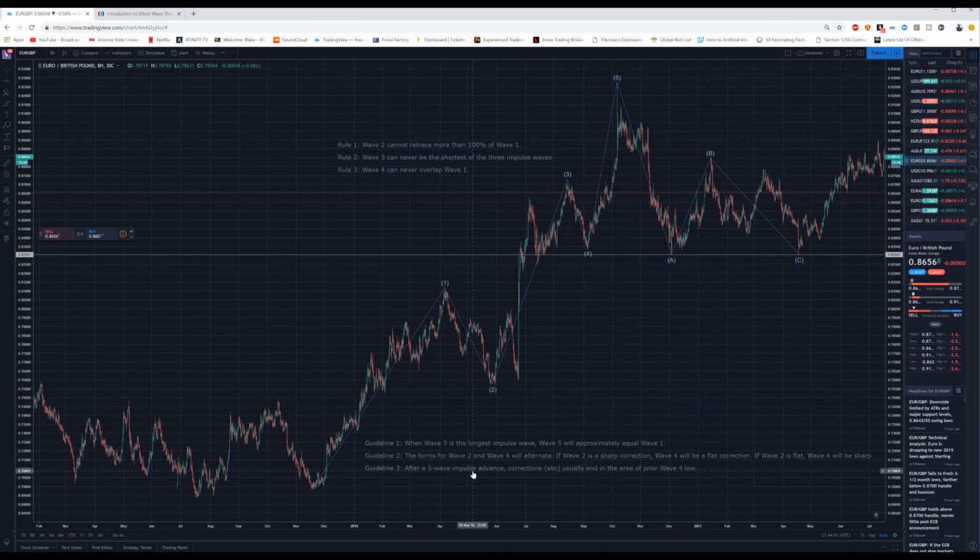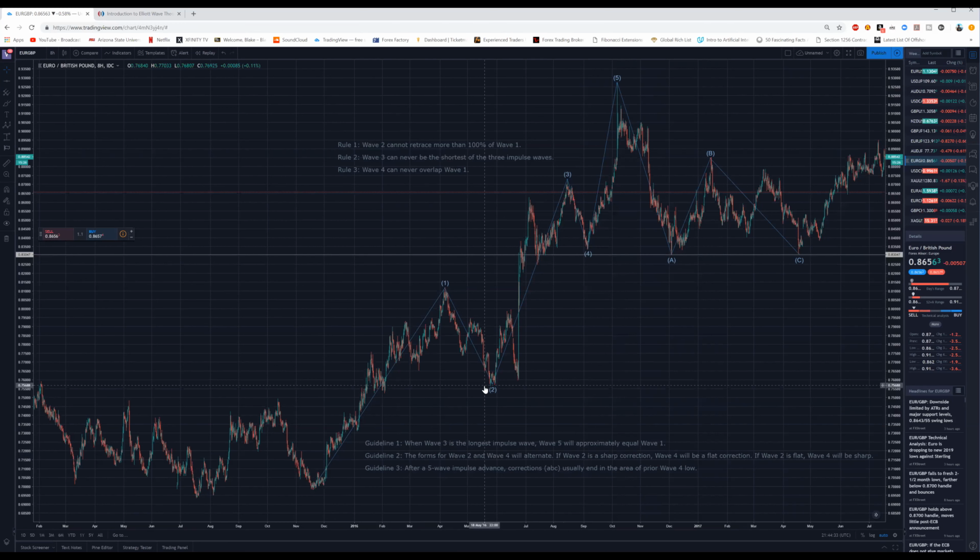Guideline 2 is the forms of wave 2 from here to here will alternate. If wave 2 is from here to here is the second wave, and here to here is the fourth wave. If wave 2 is a sharp correction, then wave 4 will have a flat correction, and then vice versa as well. So on this one, we see that wave 2 is pretty flat, and then wave 4 is very steep. So this does follow guideline 2 as well.